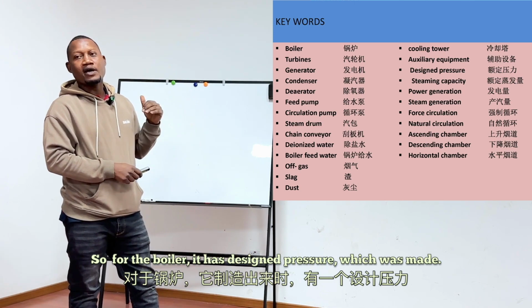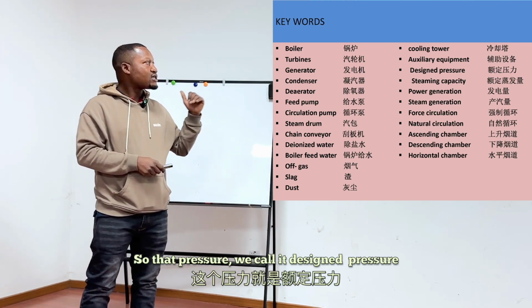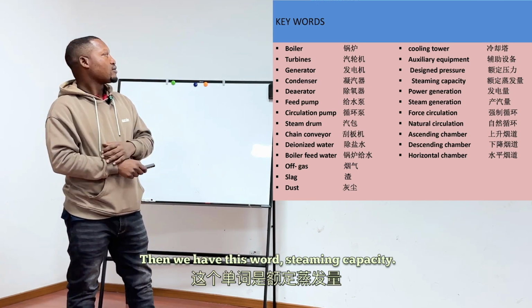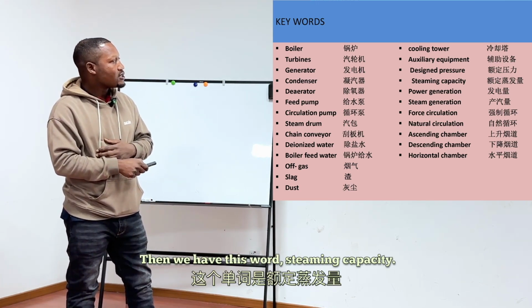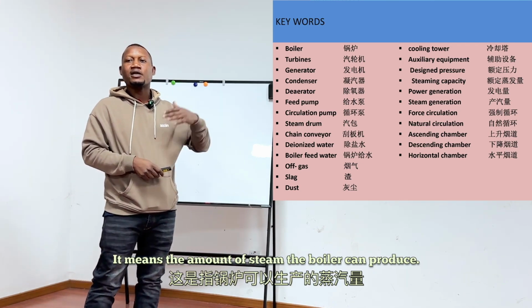Then we have another word, designed pressure. The boiler has a designed pressure at which it was made. That pressure we call designed pressure, the original pressure, the maximum pressure. Then we have this word, steaming capacity. It means the amount of steam the boiler can produce.